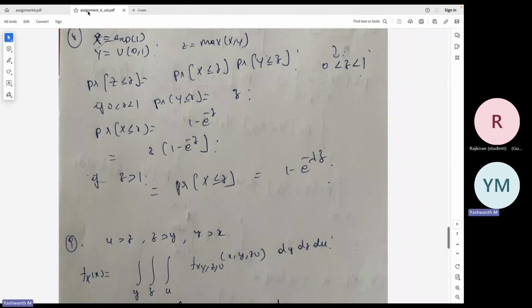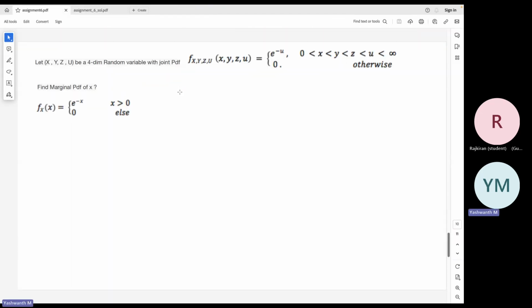Okay, and this is one more simple, tricky question regarding the order of integrals, right? So we have the joint density defined like this: e power minus u. It depends only on this argument u, but there is a region defined for all of them: 0 is less than x is less than y is less than z is less than u is less than infinity. So we want the marginal of x. We want to integrate out y, z, and u from this.